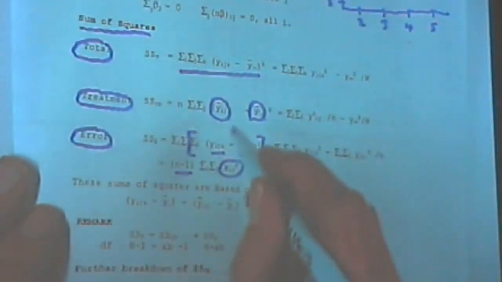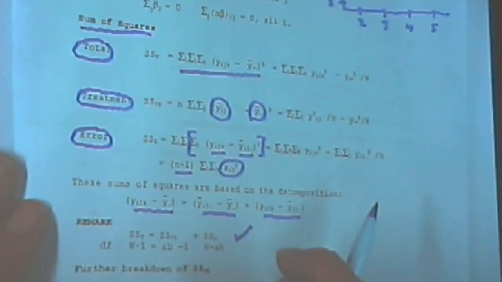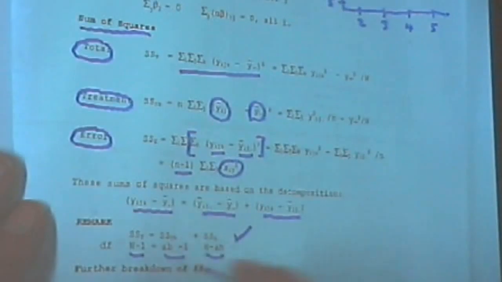Now, looking at these three sums of squares, there's sum of squares treatment plus sum of squares error. We won't do that proof here. But the appropriate degrees of freedom are these down below. And we've seen those numbers before. N minus 1 is the degrees of freedom for total. AB minus 1 is the degrees of freedom for treatment. How many cells are there in treatment? With A rows and B columns, there's A times B cells. So AB is the number of cells, minus 1, and then for error, N minus AB.